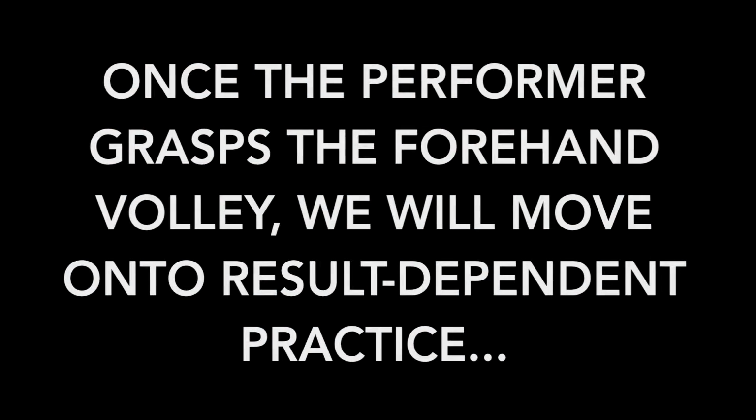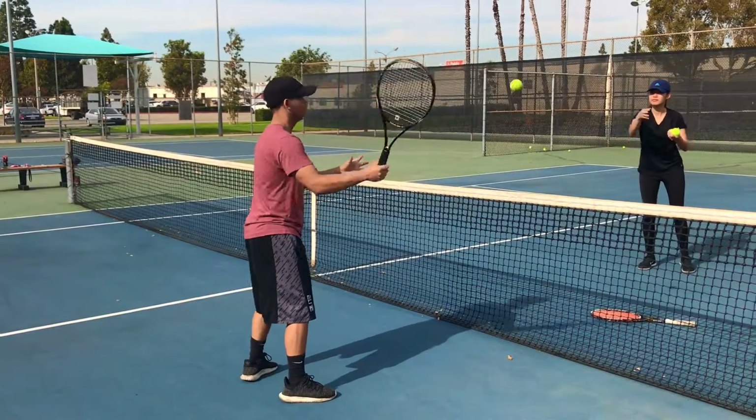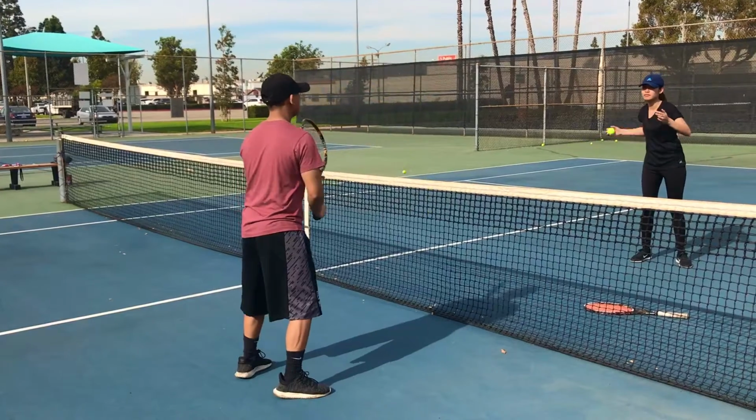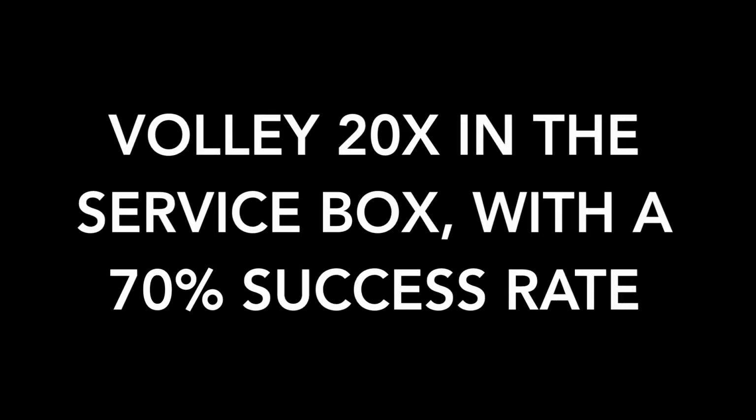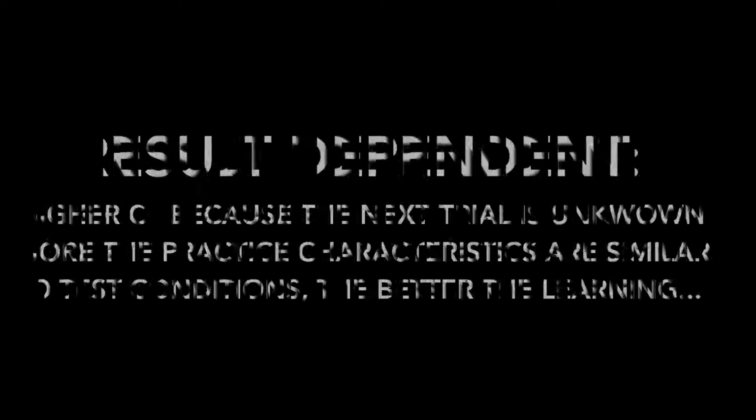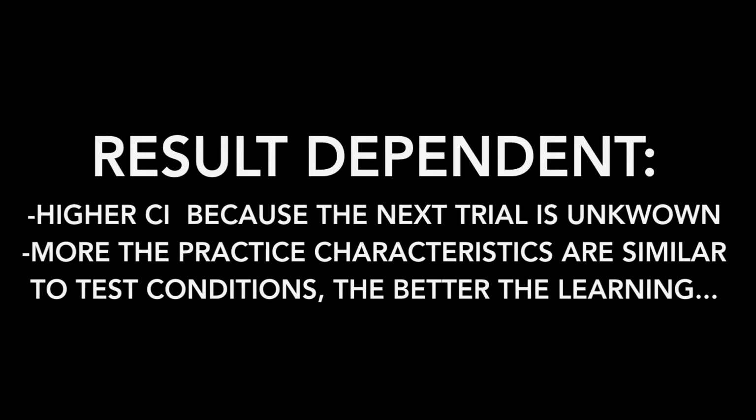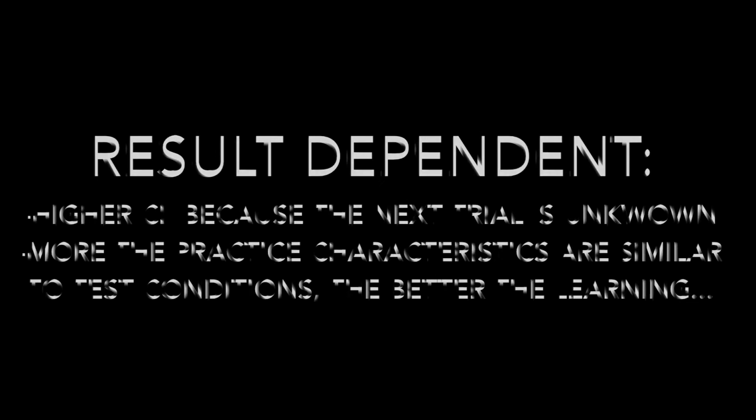Because the performer has established the proper form with a forehand volley, the next practice session would be result dependent, in which their performance in the first trial will determine the preceding steps. In this case, the performer will perform a forehand volley in one spot 20 times in a row. In order to be successful, the performer must hit 20 times with a 70% success rate, being 14 out of 20 shots into the service box. Result dependent has a higher amount of contextual interference because the next trial is unknown. The more the practice characteristics are similar to test conditions, the better the learning.